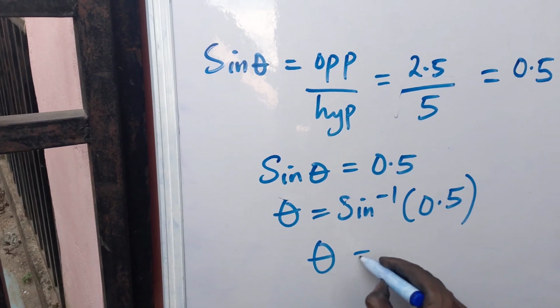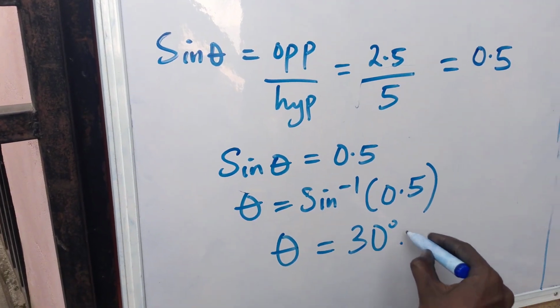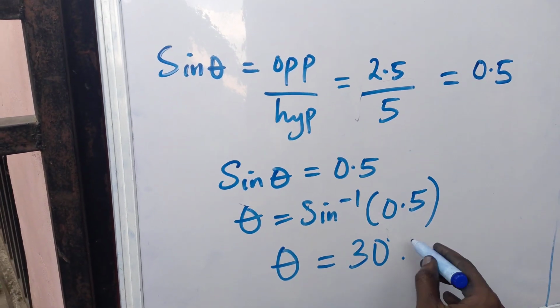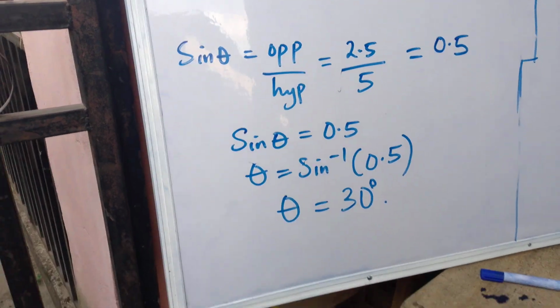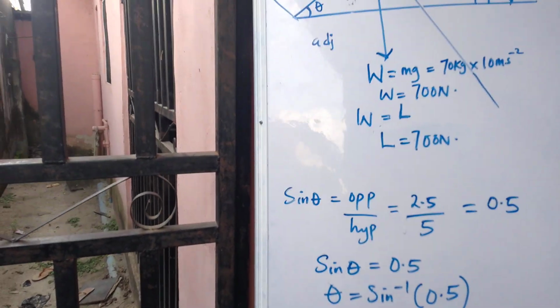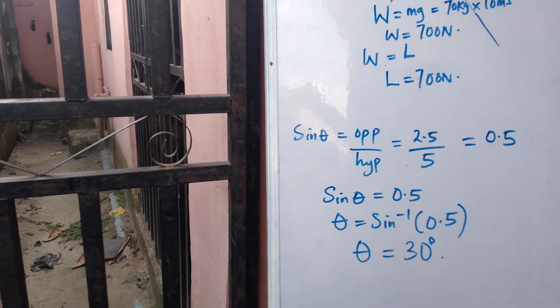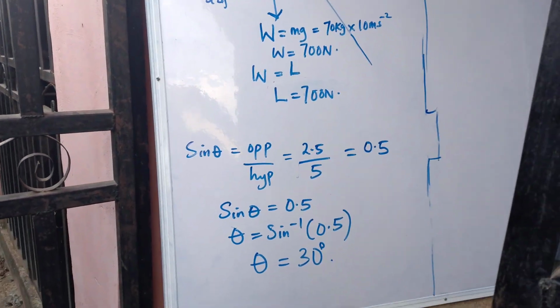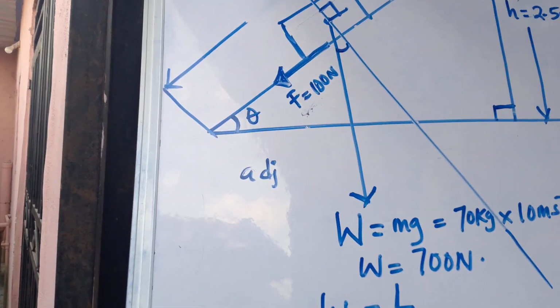That means that theta will be equal to 30 degrees. So I have my angle of inclination as 30 degrees. Alright? So that is it. Sine inverse of 0.5 is 30 degrees. That's the angle of inclination. I will come back there now and indicate it.